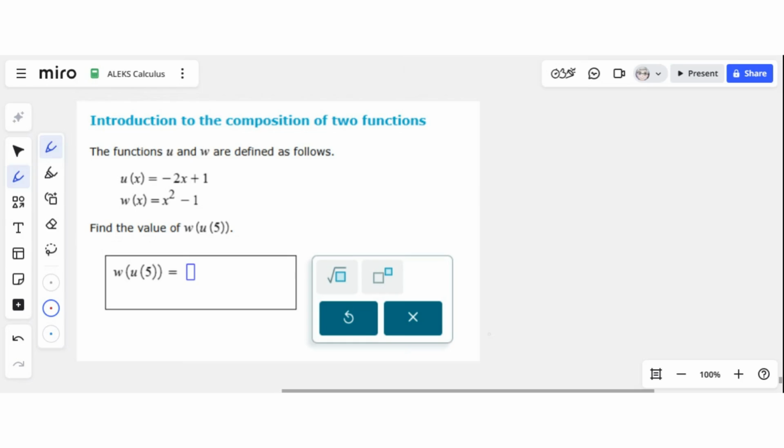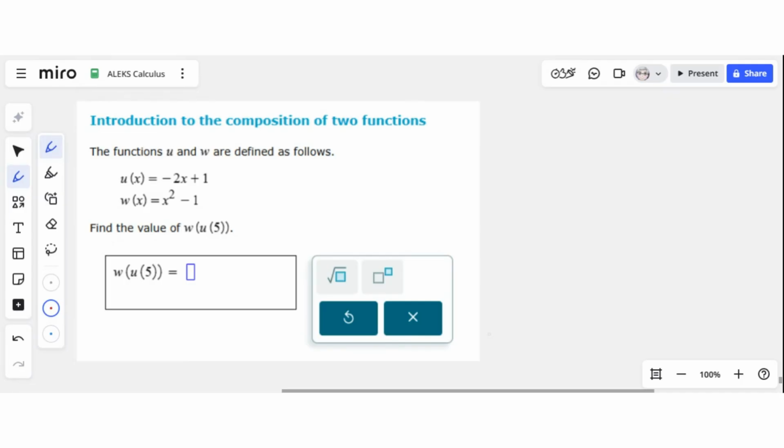In these problems, we are composing two functions and then finding a value. So the notation here is a little funny if you haven't seen it before. We've got two functions. u of x is negative 2x plus 1, and w of x is x squared minus 1. And we want to find w of u of 5.